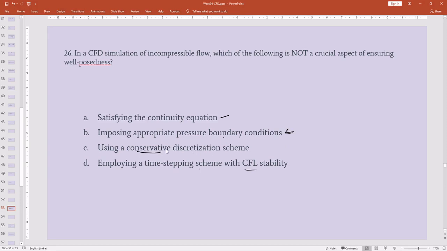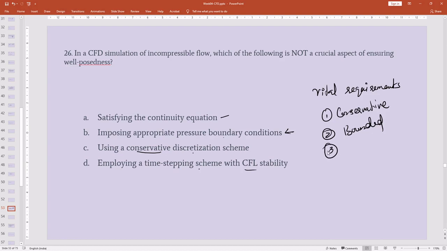Then the next option is using a conservative discretization scheme. So what is conservative? Actually, there are three vital requirements for any CFD scheme. The first one is it should be conservative. Second one, it should be bounded. I think all this will be discussed in coming lectures. Next one is transportiveness.